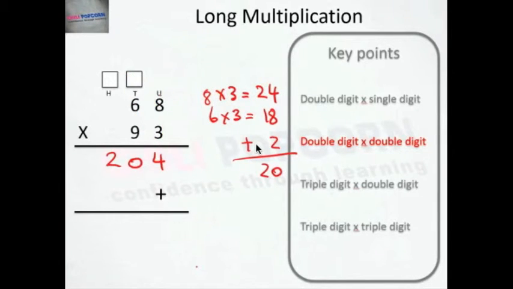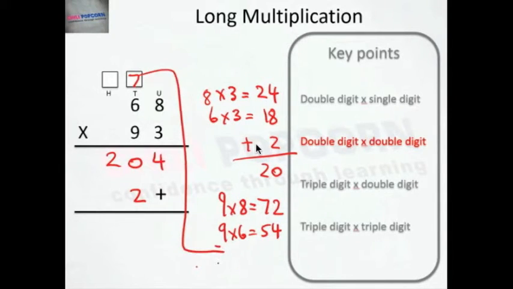Now we're going to do the second part of this, which is multiply 9 by the 8. So 9 times 8 is equal to 72. We know that now. Do a little bit of tidying up. Write down 72. So we put 2, carry forward 7. Now we do 9 times 6. So 9 times 6 is equal to 54. And then we're going to add to it the carried forward 7. So 54 plus 7 is 61. We write that down, 61.